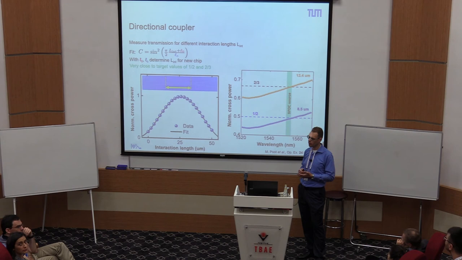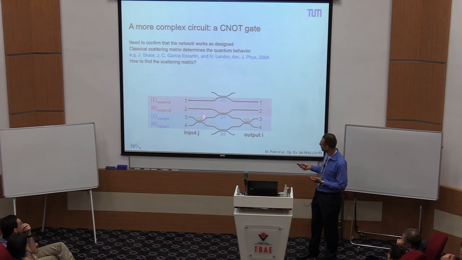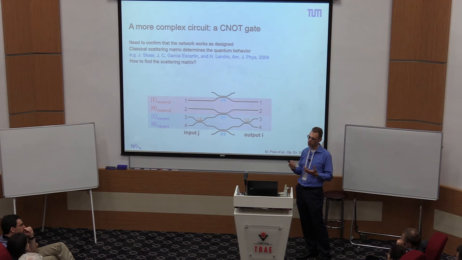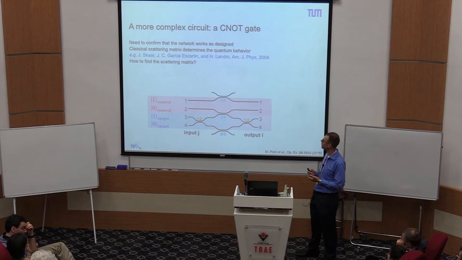Well, this is now the CNOT gate, where you can see this is kind of the controlled sine gate, but then with two additional directional couplers here. And this is, of course, much more complex to analyze. But fortunately, it is shown that if you know what the classical scattering matrix is of this linear system, then you can also confirm that the quantum operation will be done the right way. So how to find now this scattering matrix?